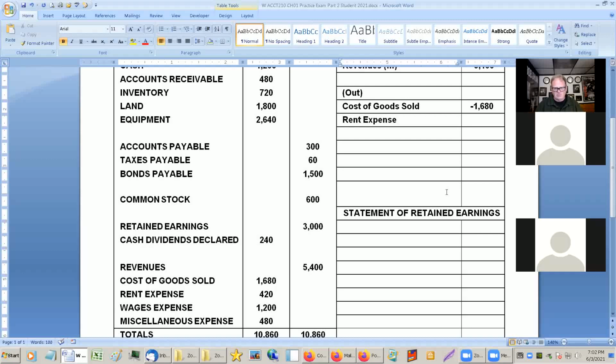Those are a little more intuitive, because we all have those. Rent expenses. Okay.